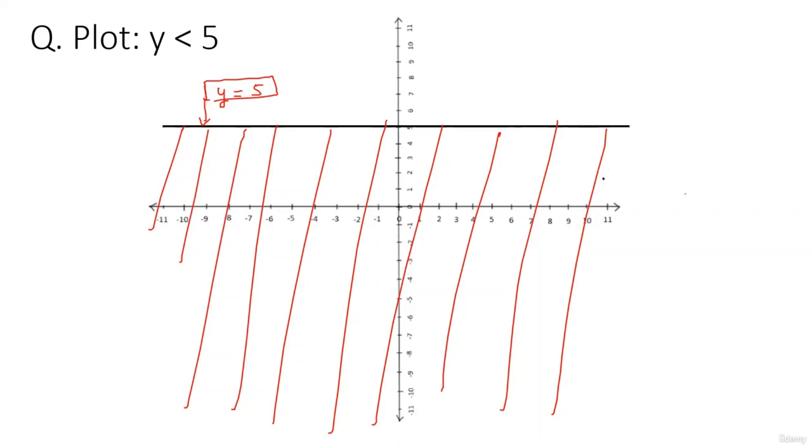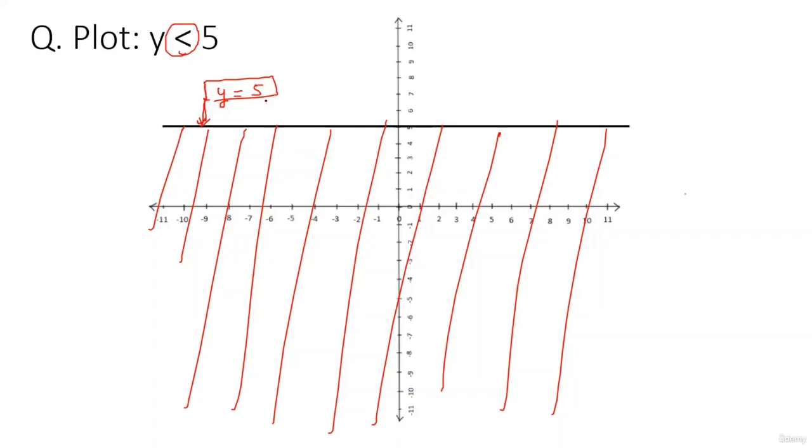So if you ask me y less than 5, my answer will be the entire region below this line. So y less than 5 is represented by the region below the line. Also, in my answer I cannot include this line, because this line stands for y being equal to 5, whereas the question strictly demands y should be less than 5. So my answer should not consist of this black line.